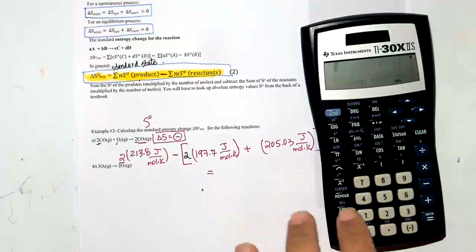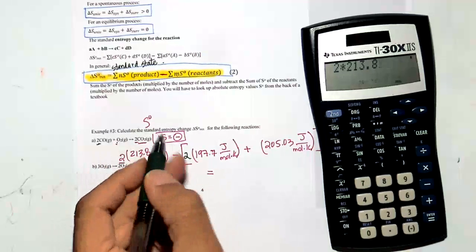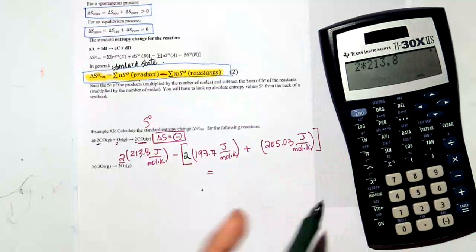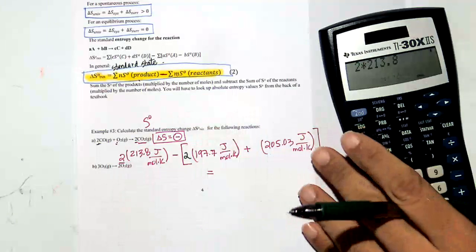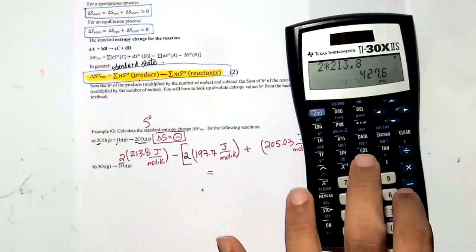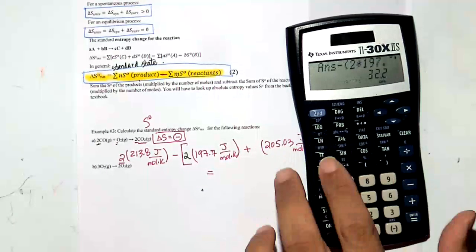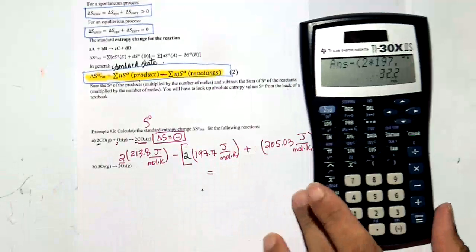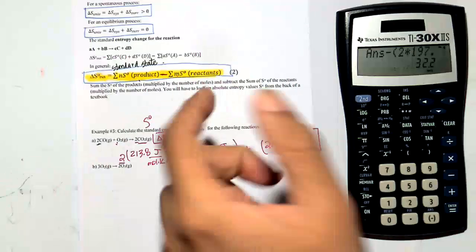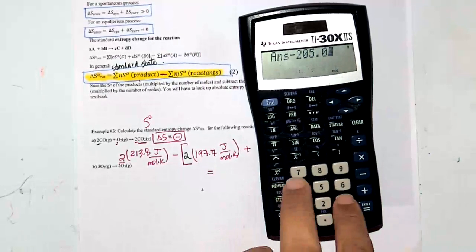Oh, I'm sorry, minus 205.03. I did it wrong. 2 times 213.8. So you have to distribute this negative. Okay, this negative is a train and it plows through. Okay, 2 times 213.8 minus 2 times 197.7. Okay, minus, remember this minus distributes, minus 205.03.